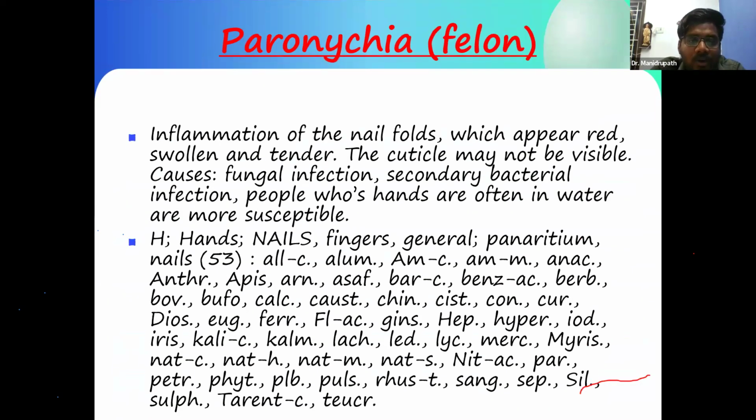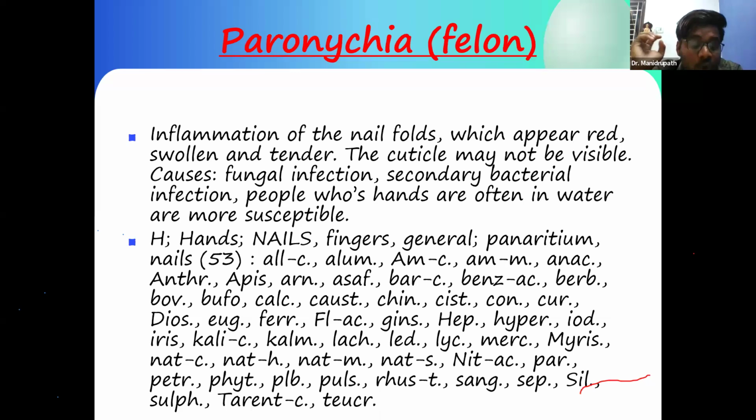Next, paronychia, that is felons. Inflammation of the nail folds, which appear red, swollen, and tender. The cuticle may not be visible, but the causes for this are fungal infection and secondary bacterial infection. People whose hands are often in water are more susceptible. So for laundry workers, washerwomen, like Sepia, the washerwoman's remedy, continuously they dip in water. So they are more prone to these paronychia, that is felons.